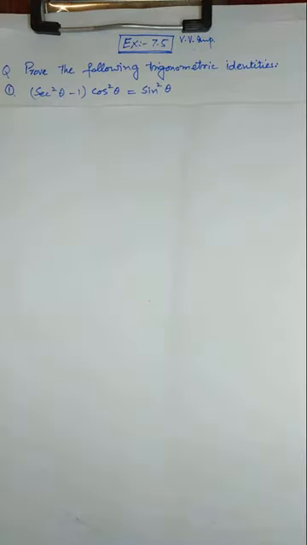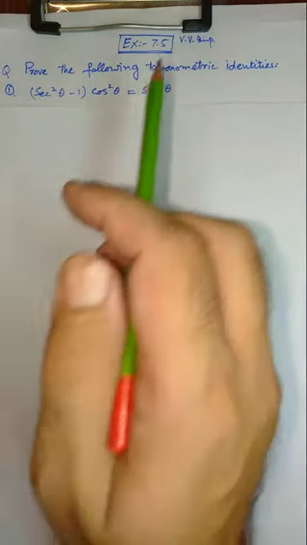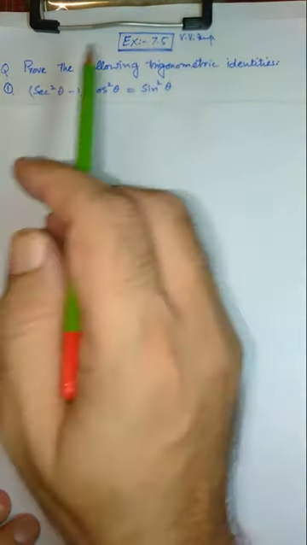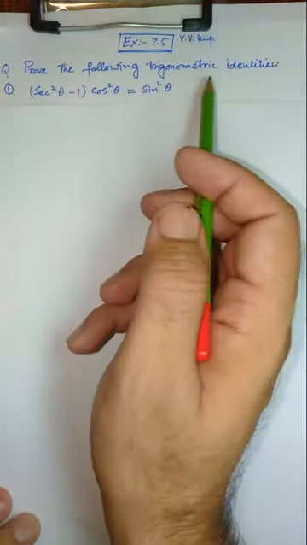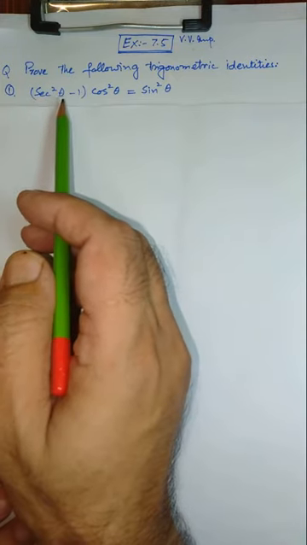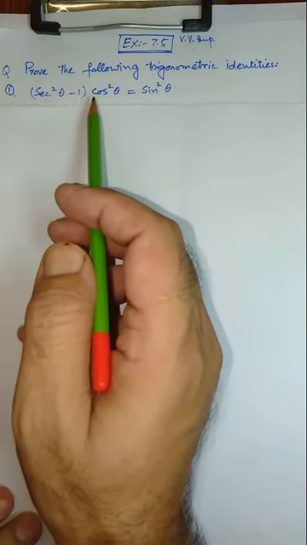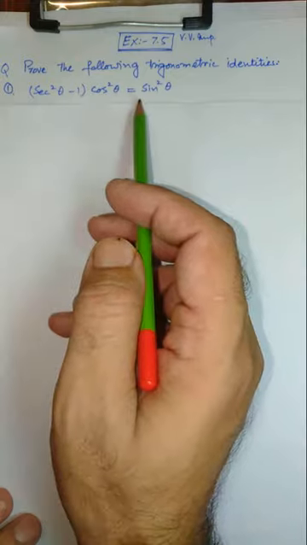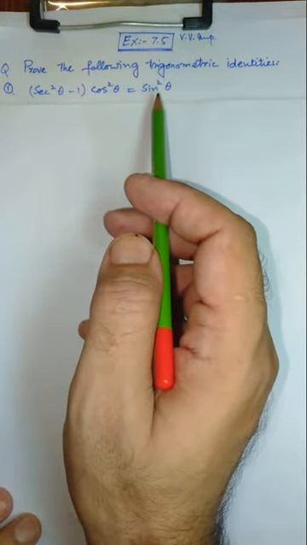Now exercise 7.5. Dear students, this is one of the most important exercises, very important. Prove the following trigonometric identities. Question number 1 is given: secant square theta minus 1, in bracket, cos square theta is equal to sine square theta.